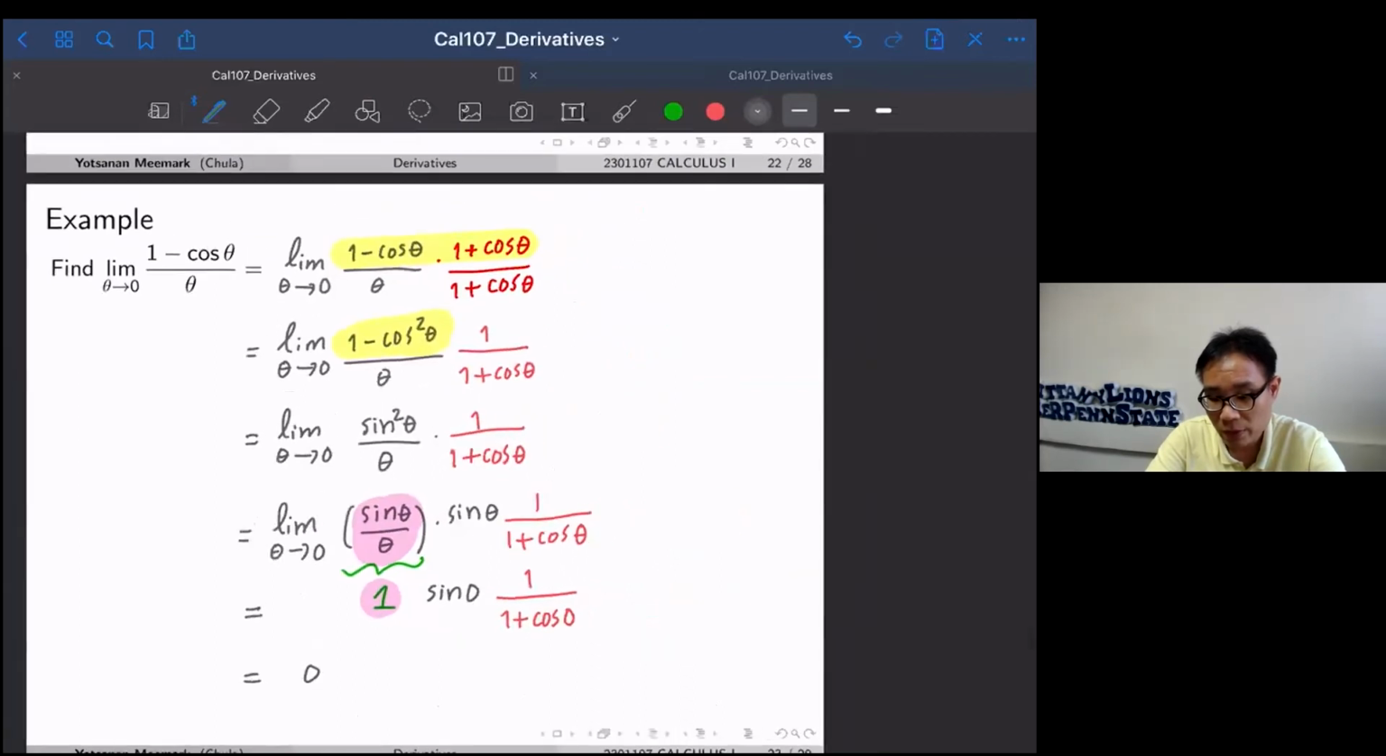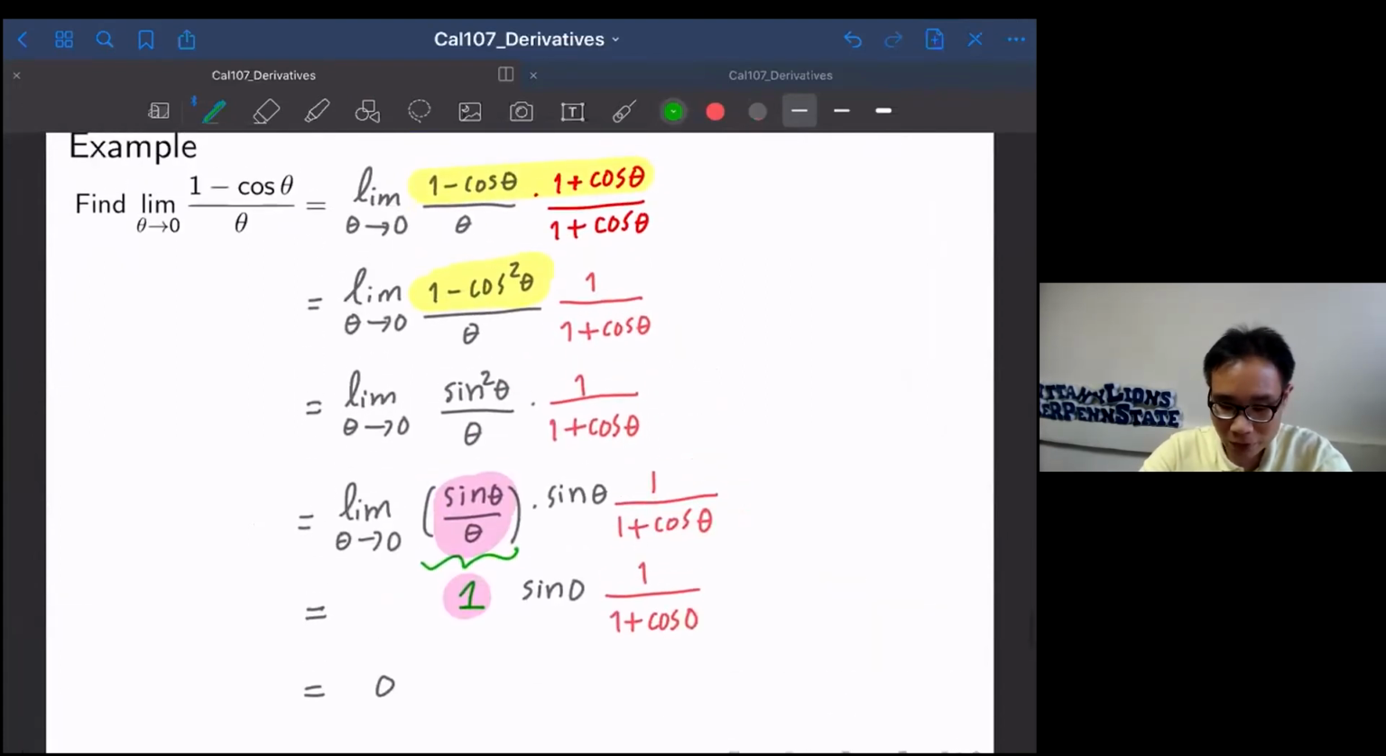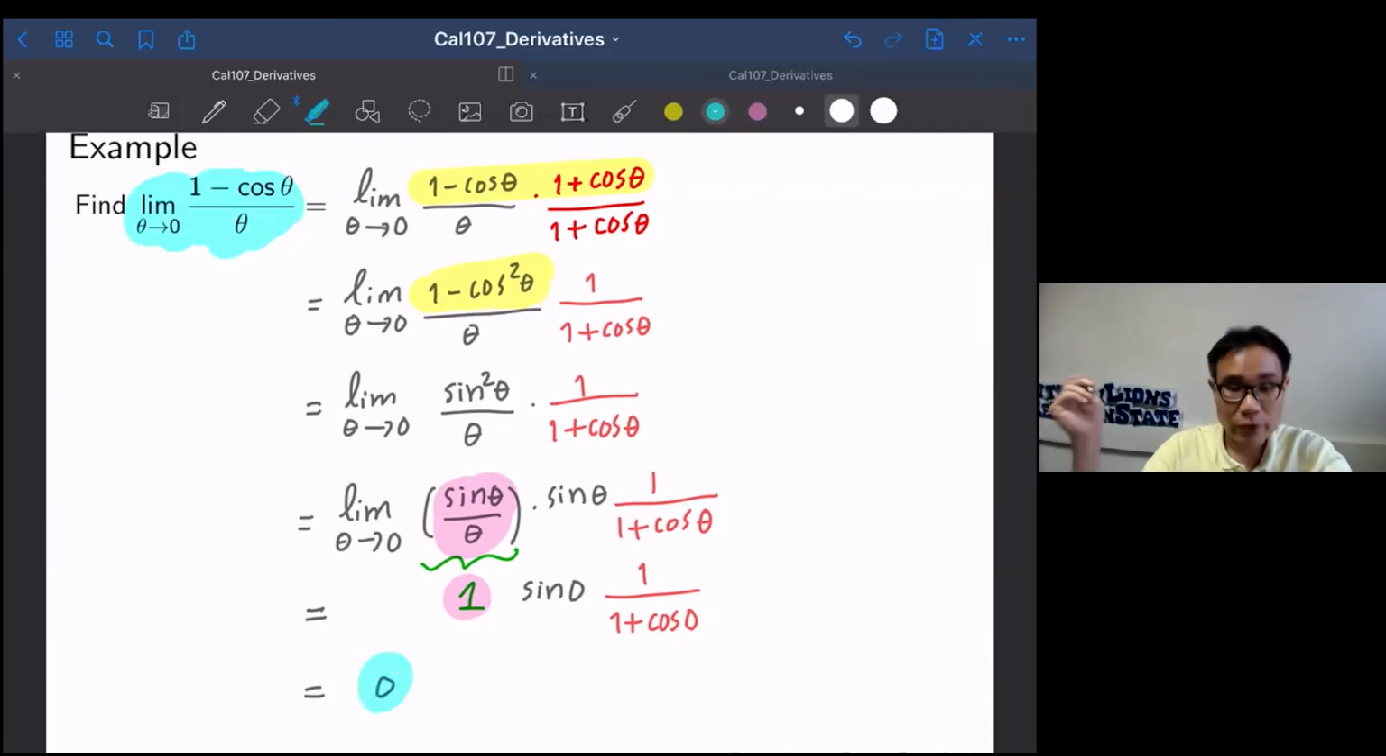So you have this limit equal to 0. That's all. Please also try to memorize this one. This one is also important. Let me highlight this one as the blue limit. So the limit as theta goes to 0 of 1 minus cos theta over theta equals 0.